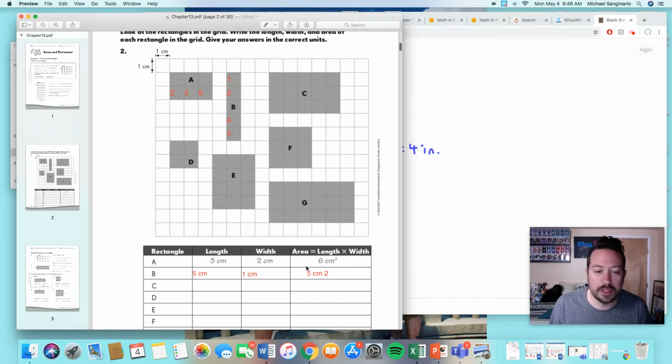So 5 boxes altogether. Again, all you're doing is counting the boxes. Okay, let's take a look at letter C.